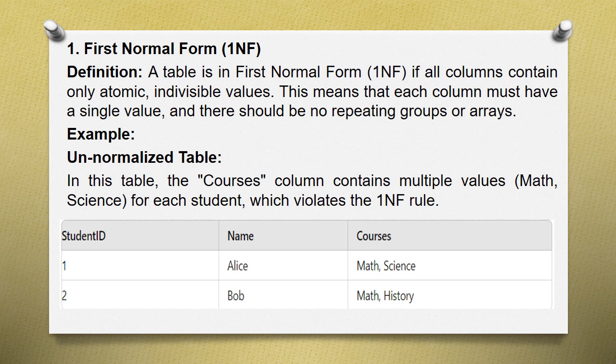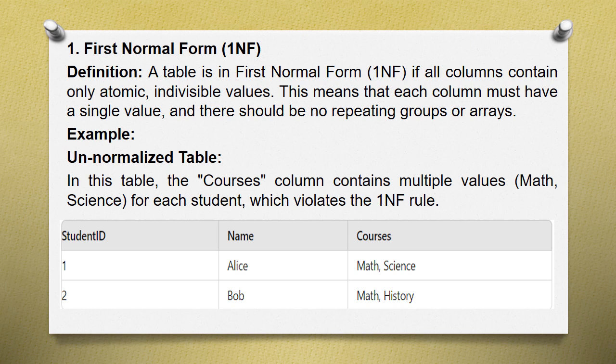The first normal form. What is this, the first normal form? A table is in first normal form if all columns contain only atomic values. Simply, you can understand it like this: in any column there should not be multiple values. Every column should contain a single value, right? We will understand this concept with the help of an example.